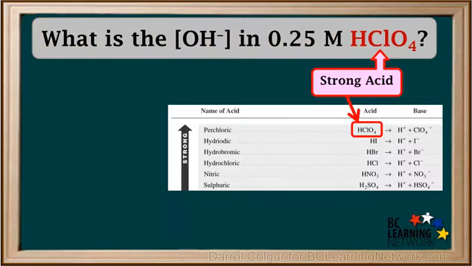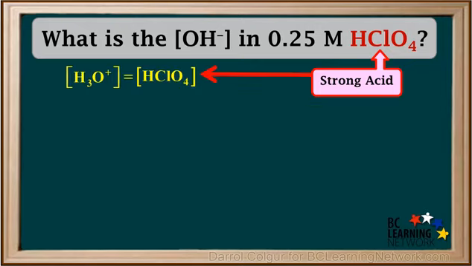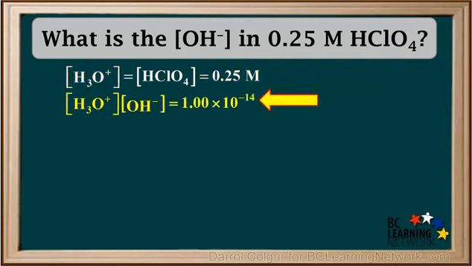Looking up HClO4 on the acid table, we see that it's a strong acid. Therefore, the hydronium ion concentration is equal to the acid concentration, which is 0.25 molar. We start by writing the Kw expression: concentration of H3O plus times the concentration of OH minus equals 1 times 10 to the negative 14th. We're not given the temperature, so we assume it's 25 degrees.